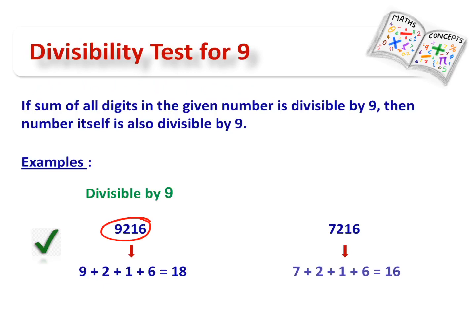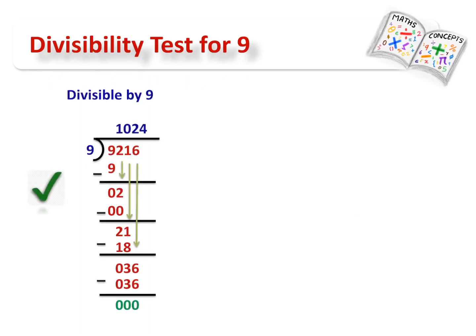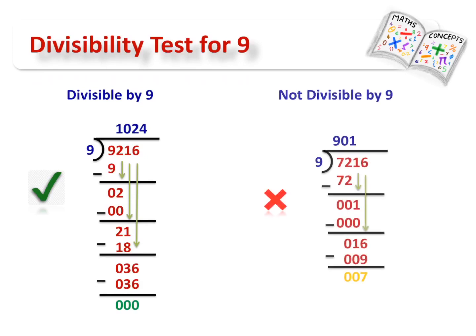Another example is 7216. Here the addition of digits will be 7 plus 2 plus 1 plus 6, that is 16, and we know that 16 is not a multiple of 9, or 16 is not divisible by 9, and that's why we can say that 7216 is not divisible by 9. Again, here is the validation for the divisibility test. 9216 divided by 9 gives 1024 as quotient, 0 as remainder, and that's why it is divisible by 9. 7216 divided by 9 gives me quotient 901 but remainder as 7, and it is not divisible by 9.